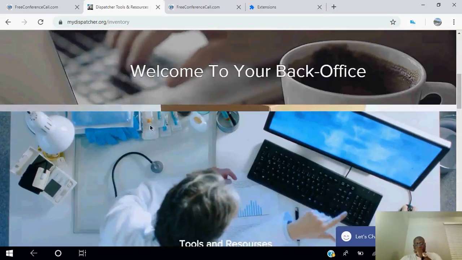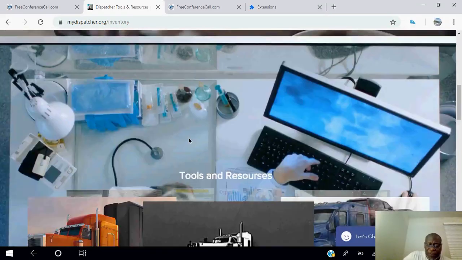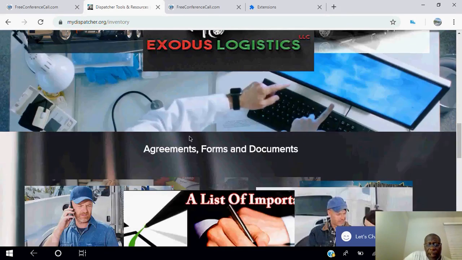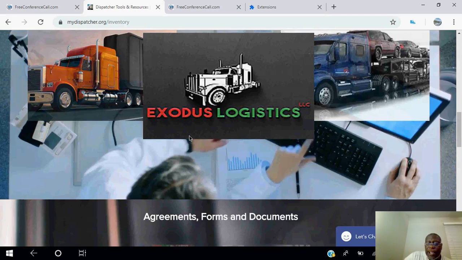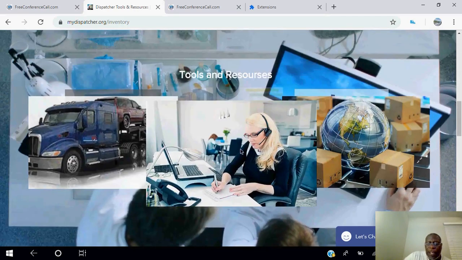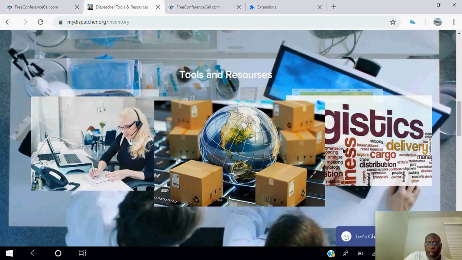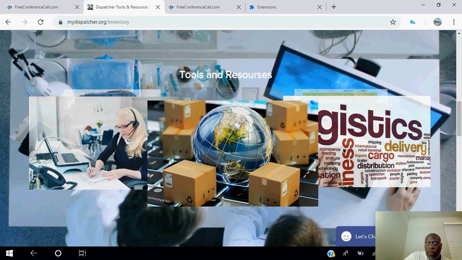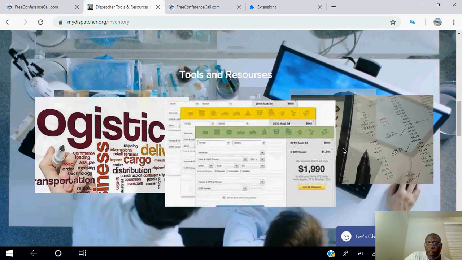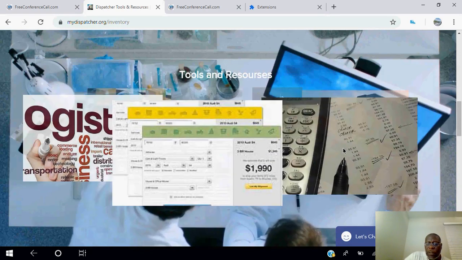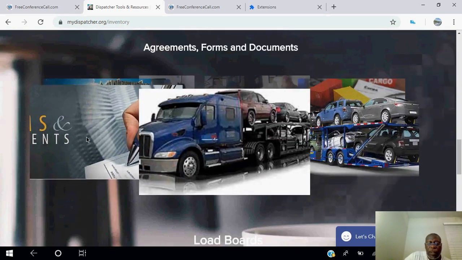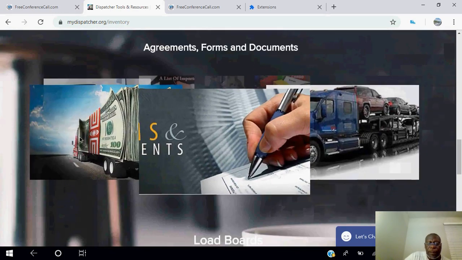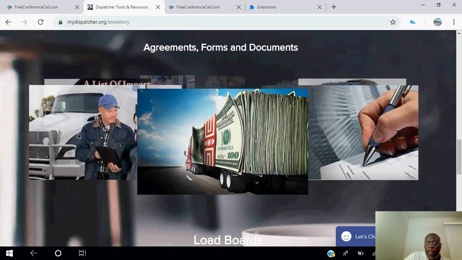Back to me. Okay. So you're in your back office site. You're going to scroll down. You go over to where it says Tools and Resources, and that's the area you're going to get your workflow from. I'm on the wrong one. Tools and Resources. Here we go. Your workflow is going to be right here. This is your workflow.